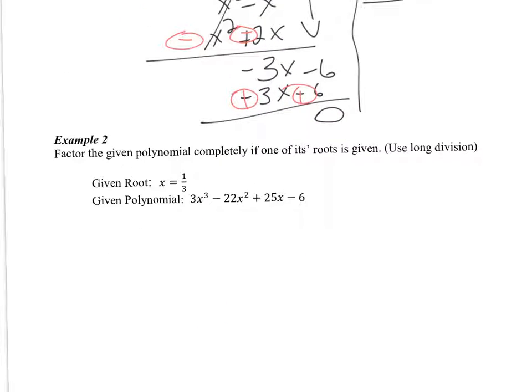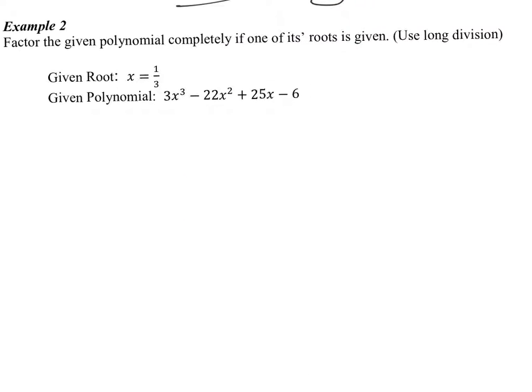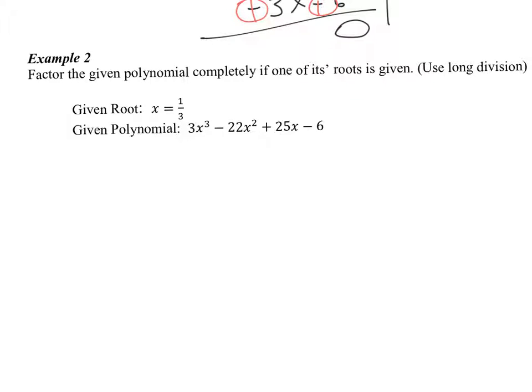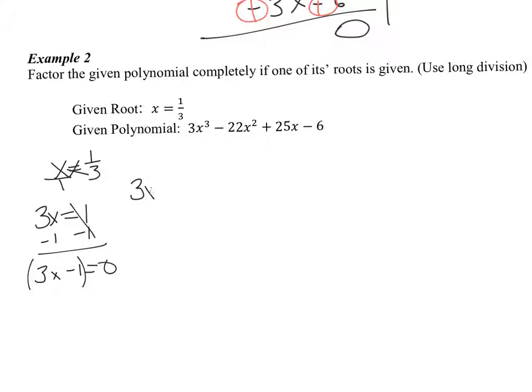So let's try it on this one. We have this root here. Same basic idea. The root is 1/3. So remember, if I have a root, I actually want a factor. So I like to cross multiply here and do 3x equals 1, subtract 1, and 3x minus 1 is your factor. So that's what I divide into this polynomial here.